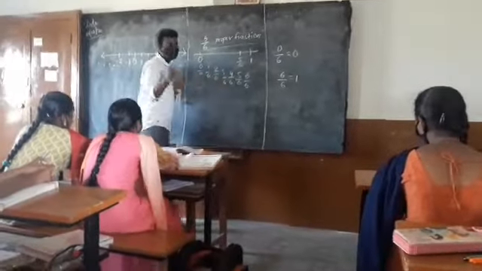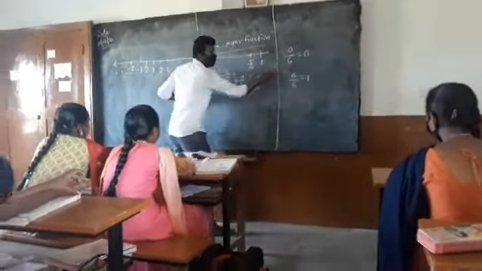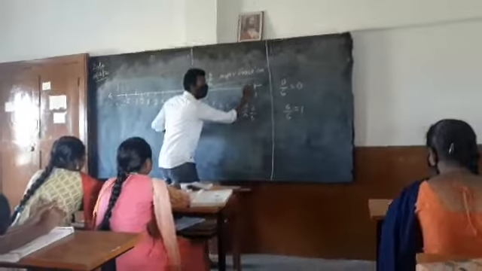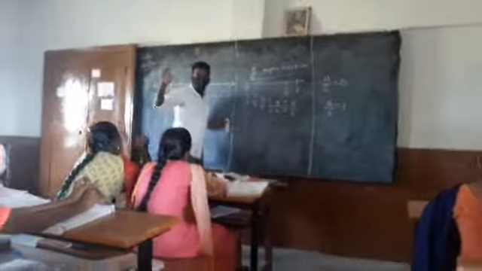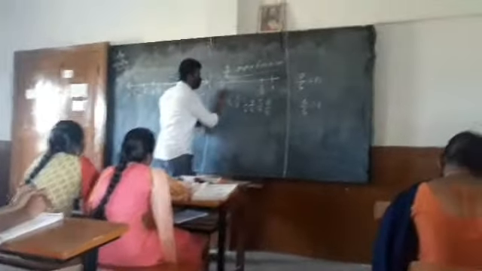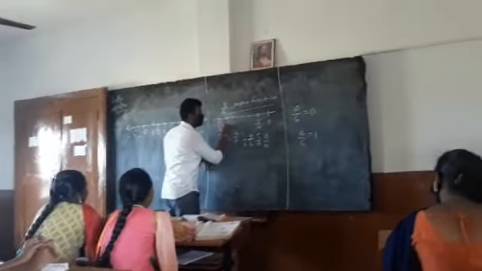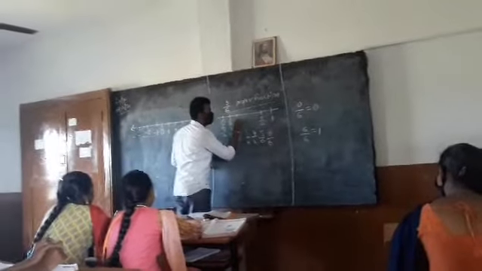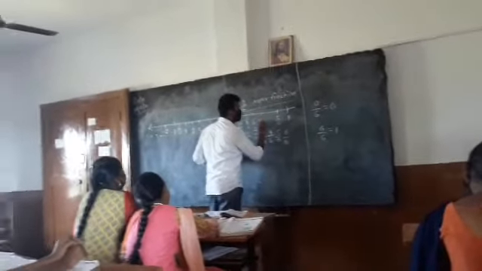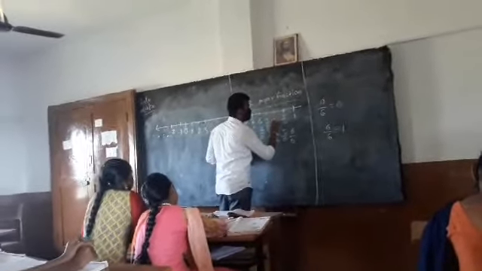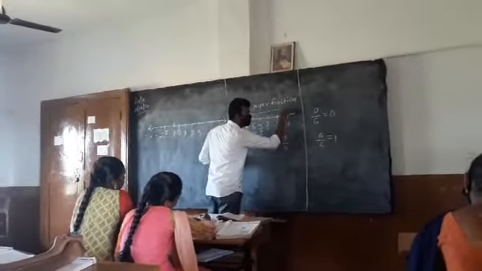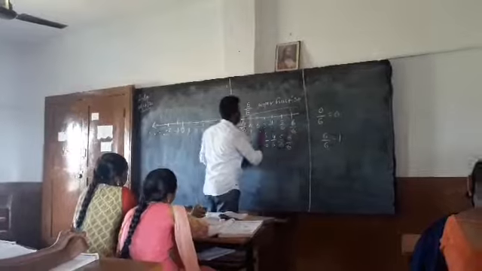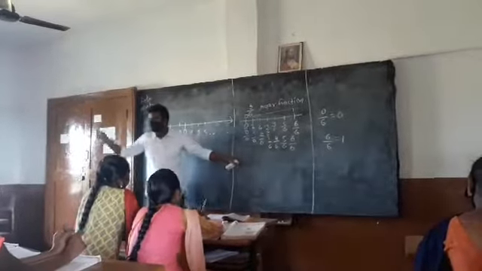Before that, you need to divide this portion of the number line, according to the denominator, into 6 equal parts. That is all you need to do. That is 0 by 6, 1 by 6, 2 by 6, 3 by 6, 4 by 6, 5 by 6, 6 by 6, which is nothing but 1. Understood? Are you clear with this?